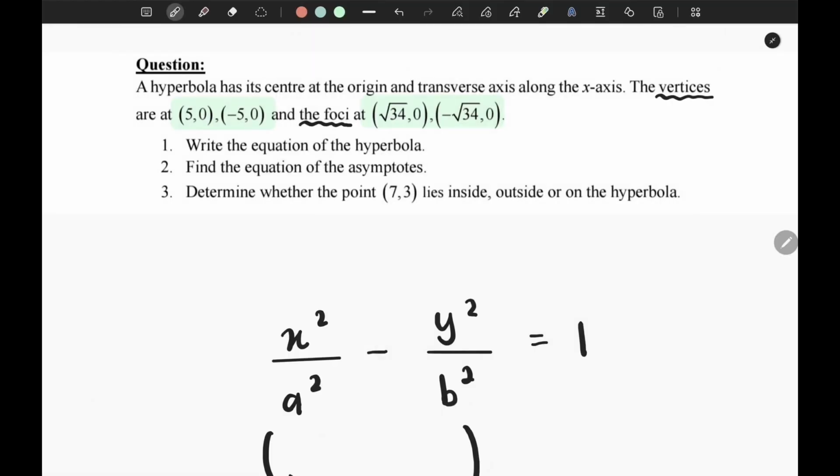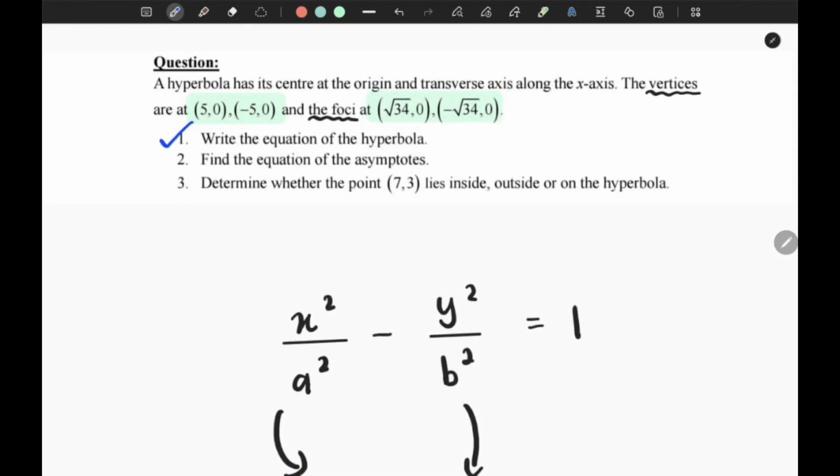A hyperbola has its center at the origin and transverse axis along the x-axis. The vertices are at (5, 0) and (-5, 0), and the foci are at (√34, 0) and (-√34, 0). I highlighted the important stuff with the green highlighter, as you can see.